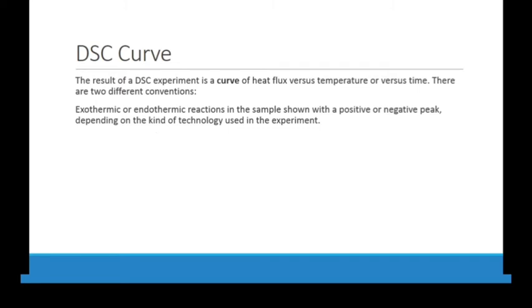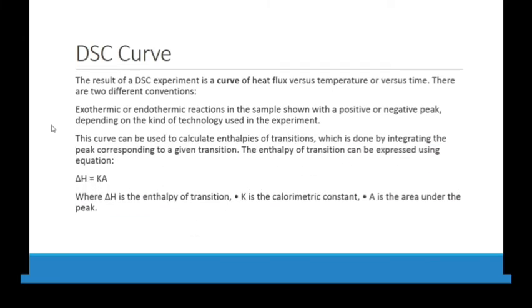So I already told you that your sample will maybe show exothermic or endothermic or both. We will discuss that in our next slides. The curve can be used to calculate enthalpies of transition, which is done by integrating the peak corresponding to a given transition. The enthalpy of transition can be expressed using the equation delta H is equal to KA, where delta H is the enthalpy of transition, K is the calorimetric constant, and A is the area under the curve. So you can calculate the area under the curve from the DSC curve.